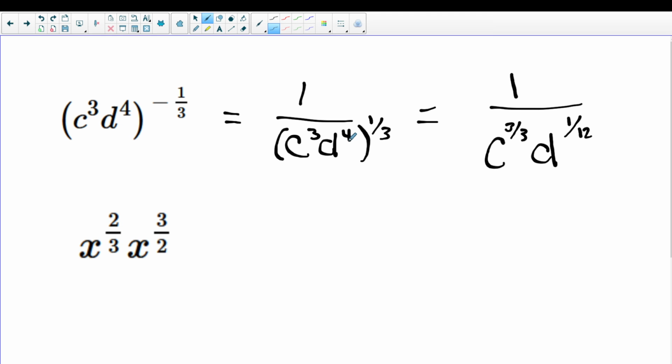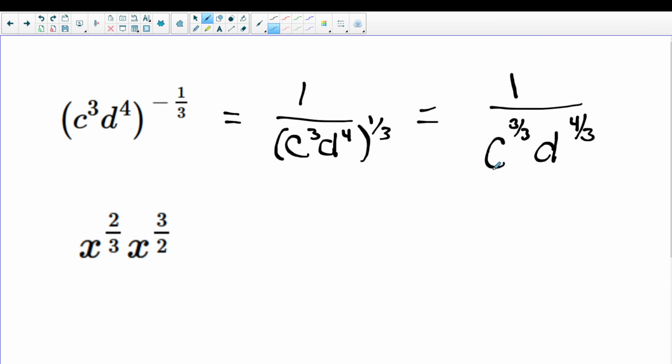So again, let's try that again. C to the 3/3. And this is 4 times 1/3, that's going to be 4/3. D to the 4/3 power. So that's how we would write that.